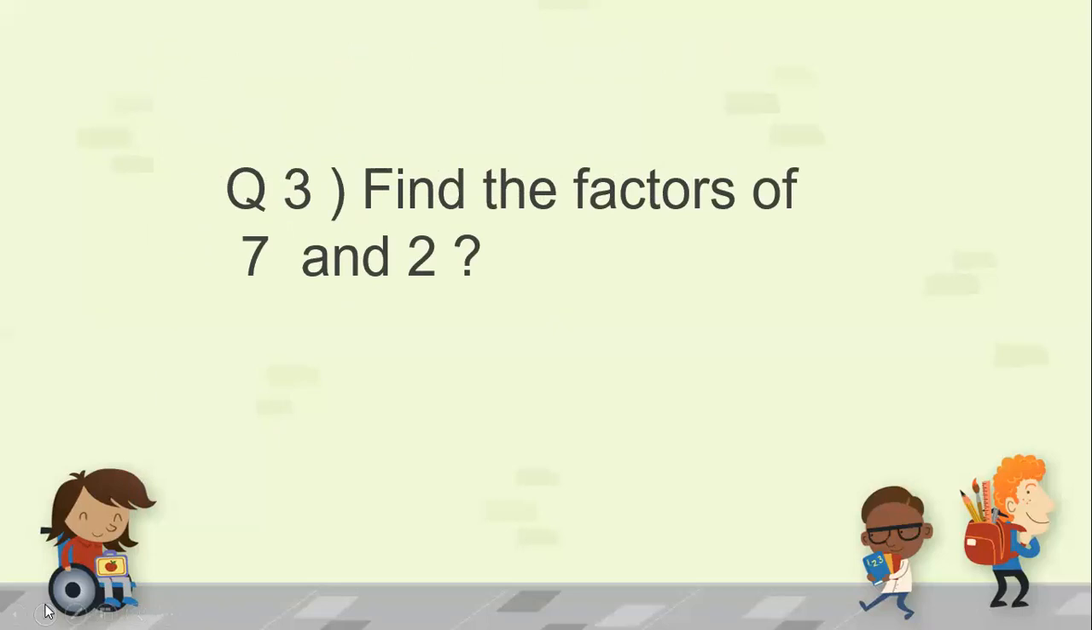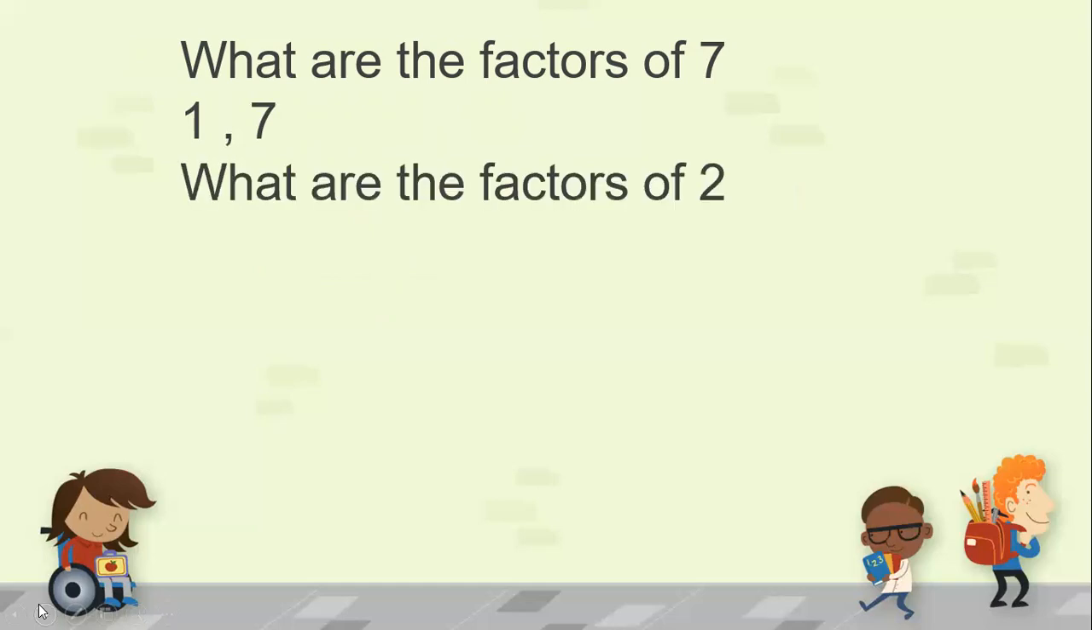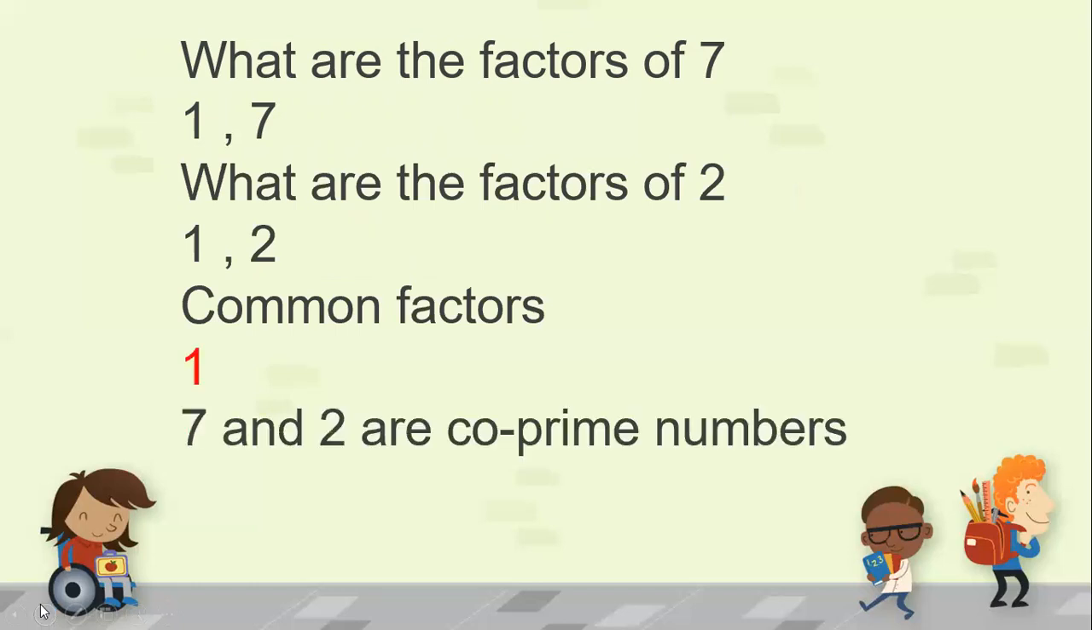Now we will solve another question. Find the factors of 7 and 2. What are the factors of 7? 1 and 7. What are the factors of 2? 1 and 2. Now we will find the common factor. The common factor here is 1. So we will say that 7 and 2 are co-prime numbers.